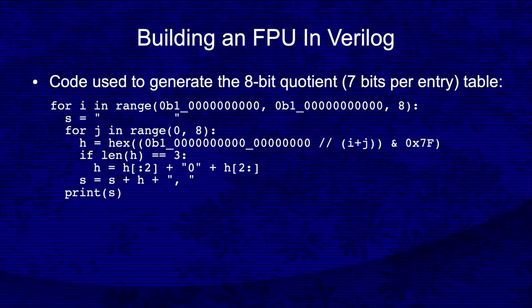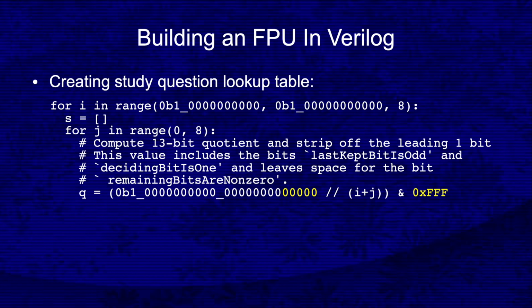As you may recall, I used the following code to compute 8-bit quotients. After stripping off the leading 1 bit, the code created the 7-bit per entry table. To create the lookup table for the study question, I modified the code to compute a 13-bit quotient. You can see that I've added 5 zeros to the end of the dividend and changed the mask to strip off the leading 1 bit, leaving only 12 bits of the quotient.